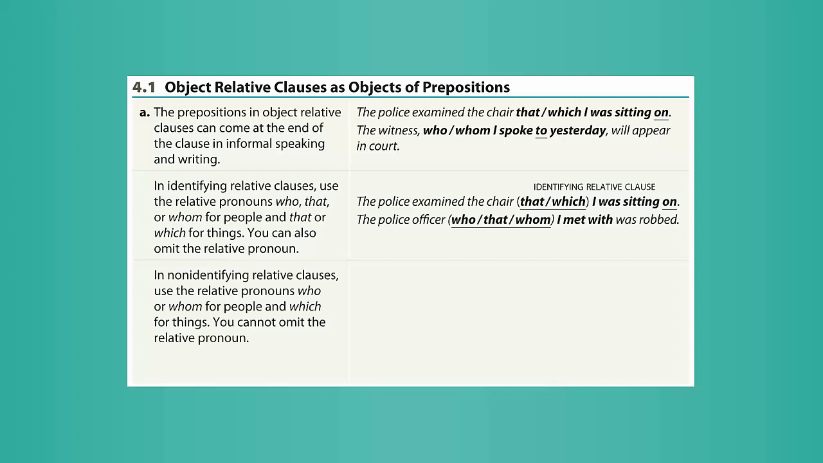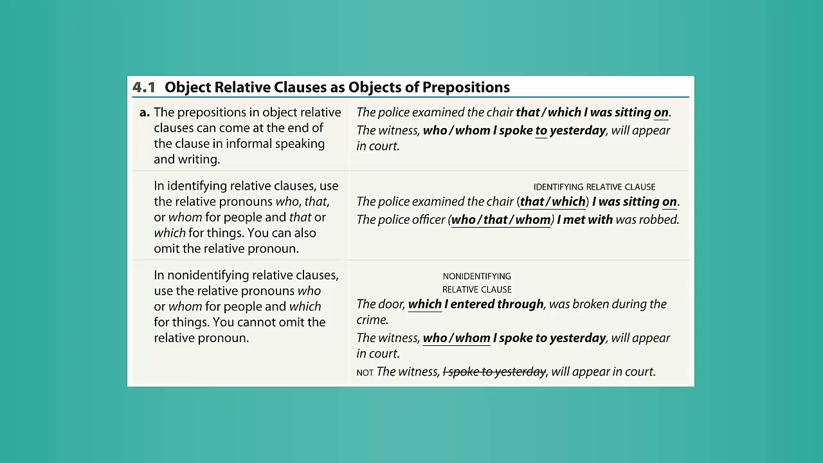In non-identifying relative clauses, remember to use the relative pronouns who or whom for people and which for things. You cannot omit the relative pronoun. For example, the door which I entered through was broken during the crime. The witness whom I spoke to yesterday will appear in quote. Not the witness I spoke to yesterday will appear in quote.